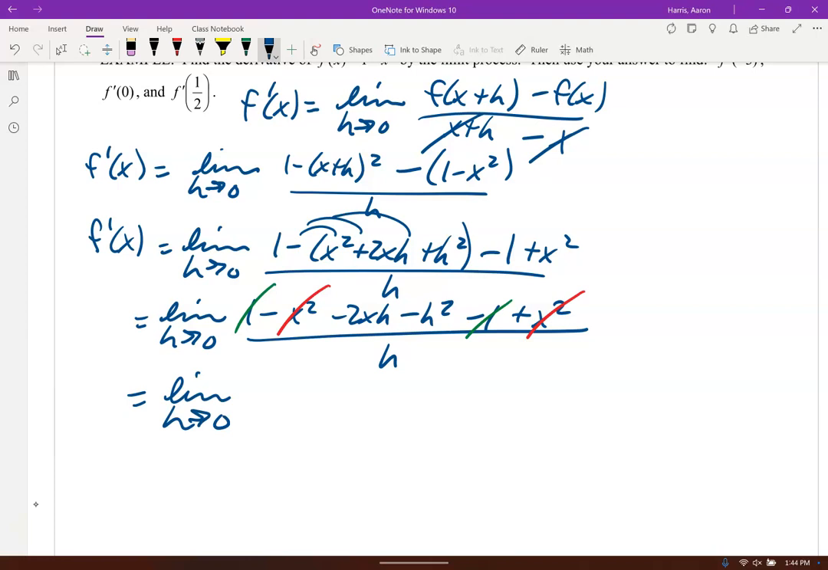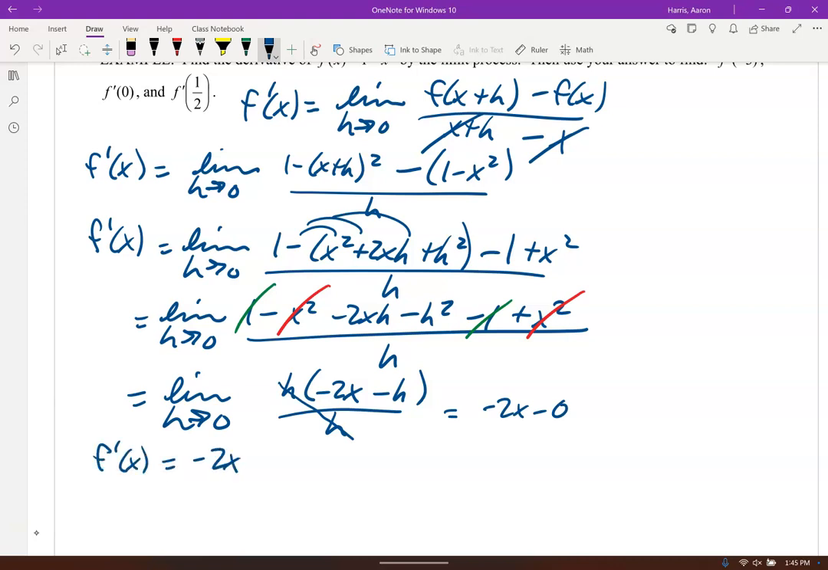So I've got to factor out an h from that negative 2xh on the top, and the negative h squared. So I take an h out of each of those terms. Then notice those h's cancel, right? And so we're left with negative 2x minus 0. In other words, the derivative is negative 2x. So the slope of the tangent at any x value I can find now.